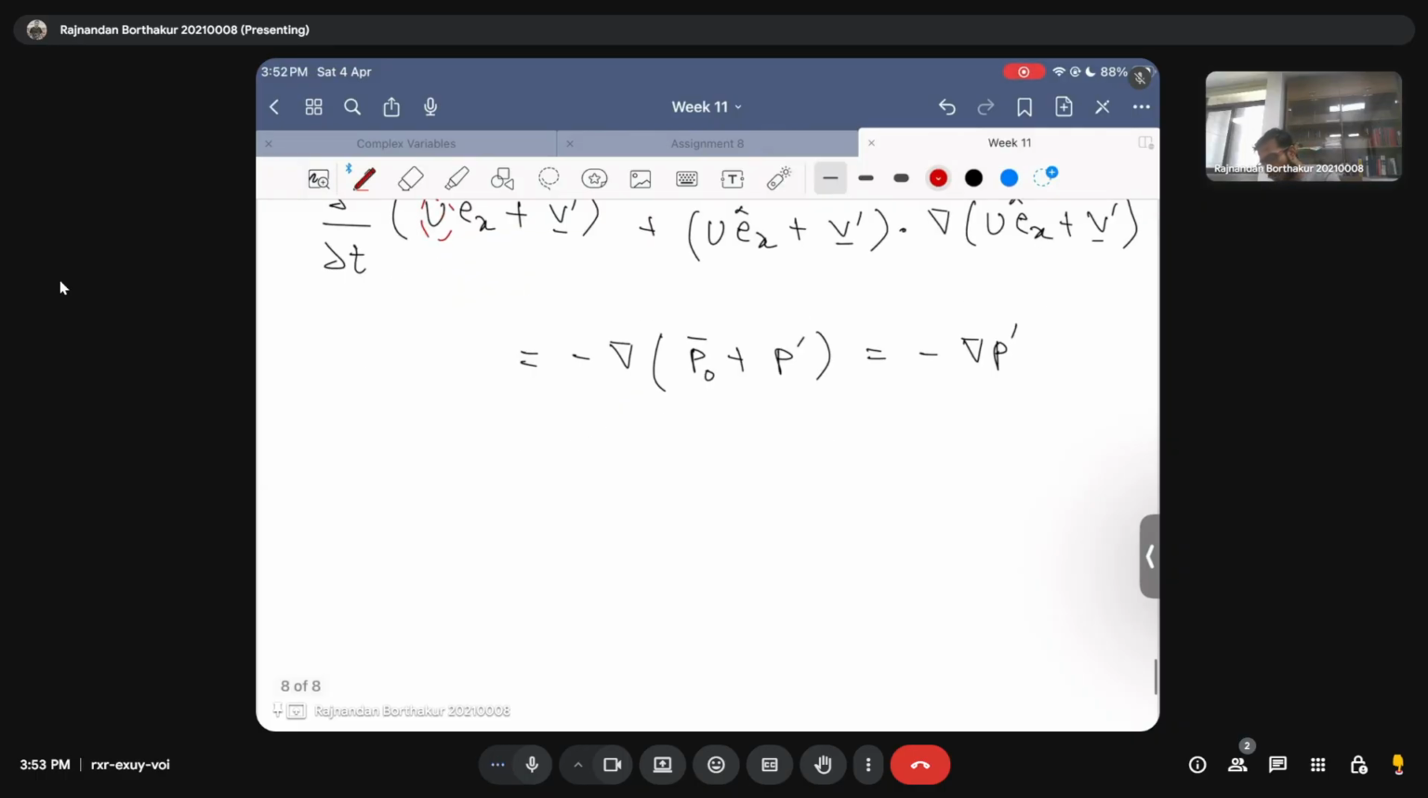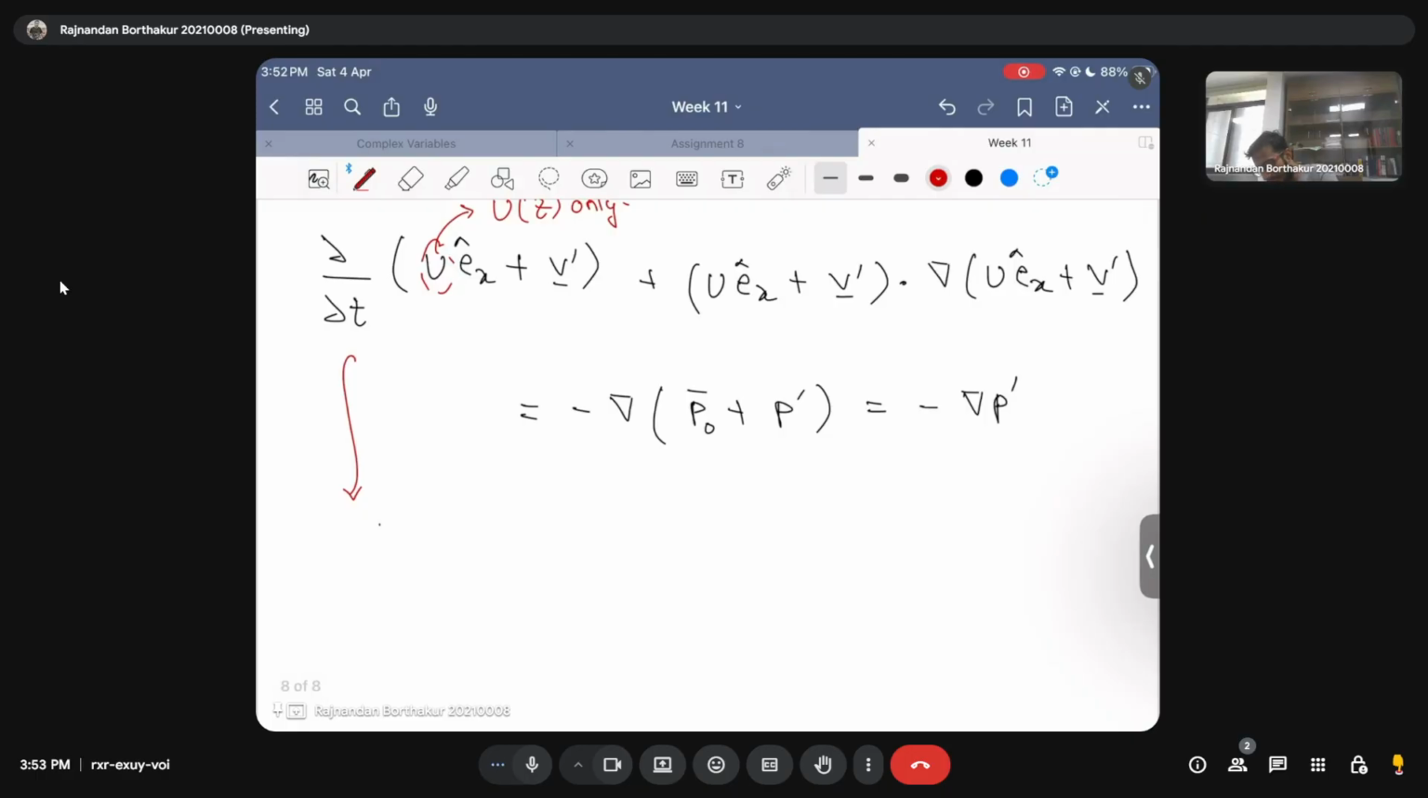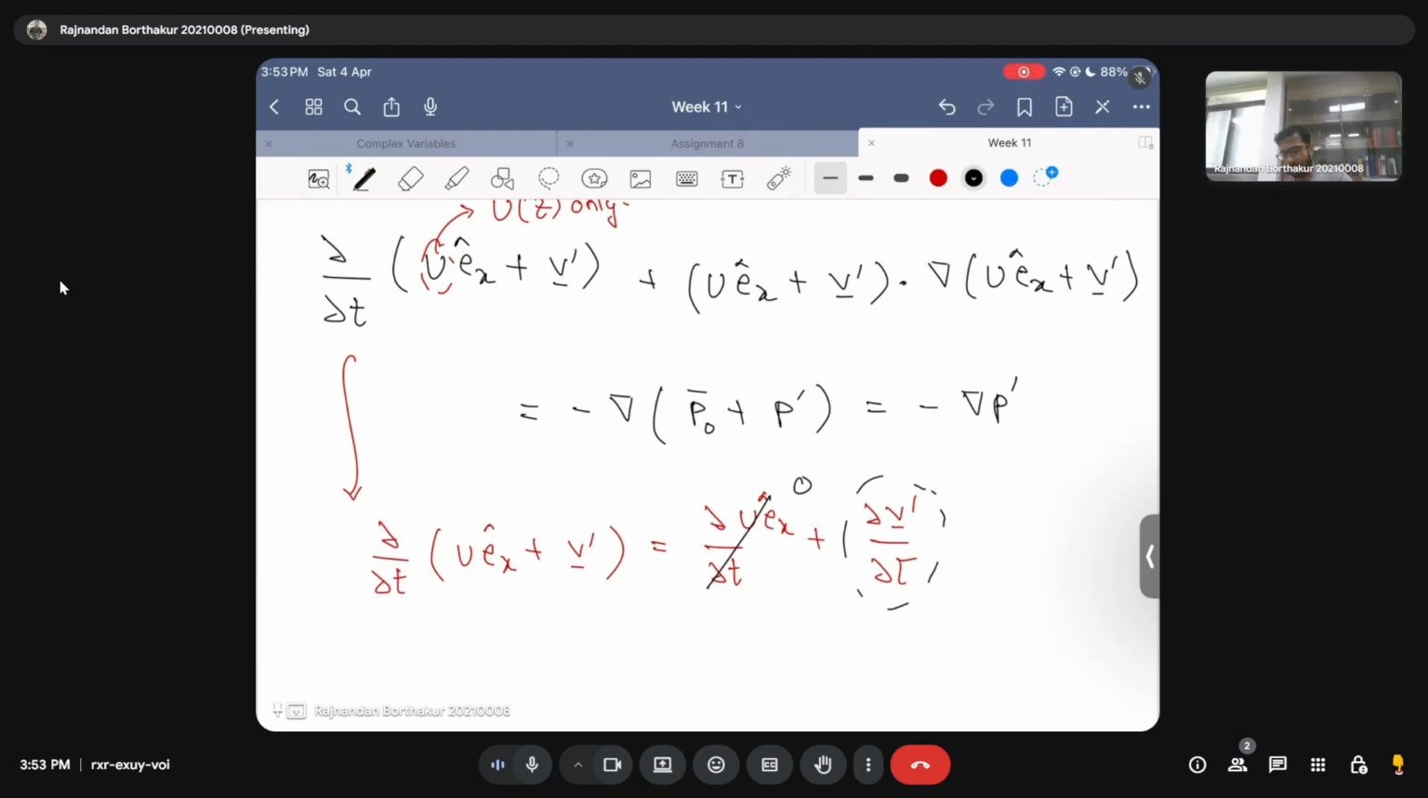Okay, now let's try to look into the other terms. For example, if we just look into this term, what is it? It is del del t of u ex plus v bar prime. So I can then write it as del del t of u ex plus del v bar prime by del t. But I know that my base flow is already steady, right? Which means that this term will simply go out to be equal to 0. Okay, so we just end up having just this term, which is del v bar by del t.